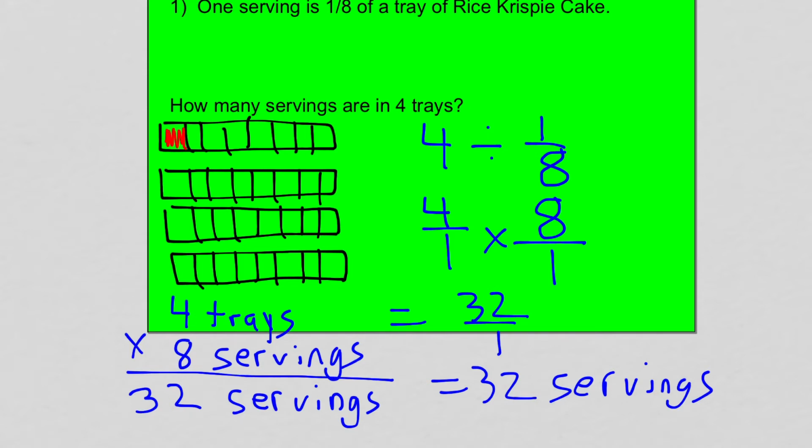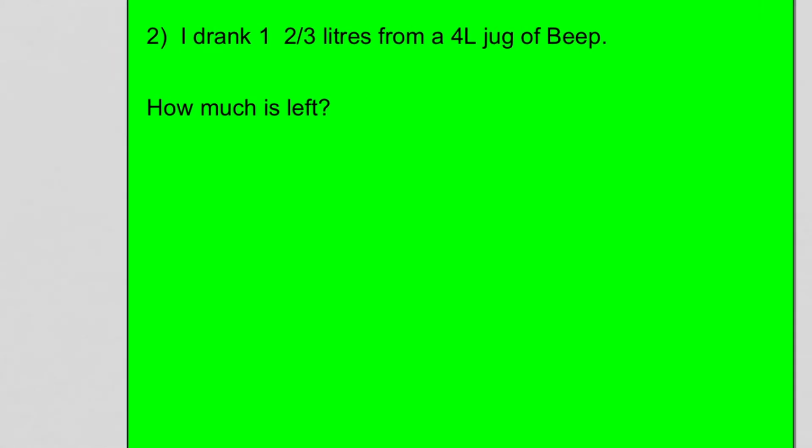Let's look at another one. I drank 1 2/3 liters of beep from a 4-liter jug. How much is left? Okay, think about the situation. You're taking something away. And there's that key word there, how much is left? That tells us this is subtracting. You're taking away 1 2/3 liters from 4.